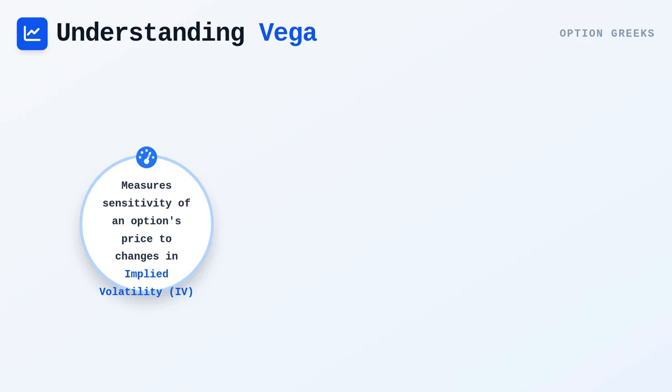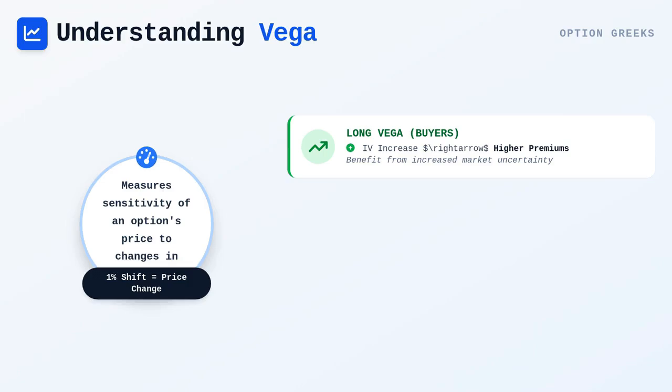Vega measures the sensitivity of an option's price to changes in the implied volatility of the underlying asset. Specifically, it quantifies how much the option price will increase or decrease for every 1 percentage point shift in the volatility input. An increase in implied volatility generally leads to higher option premiums, which benefits those holding long positions, as the increased uncertainty makes the possibility of a large move more likely.